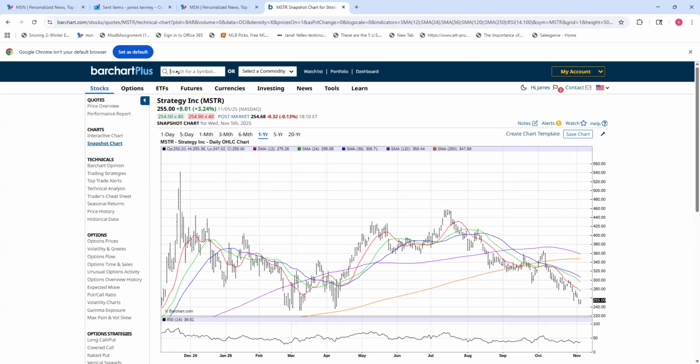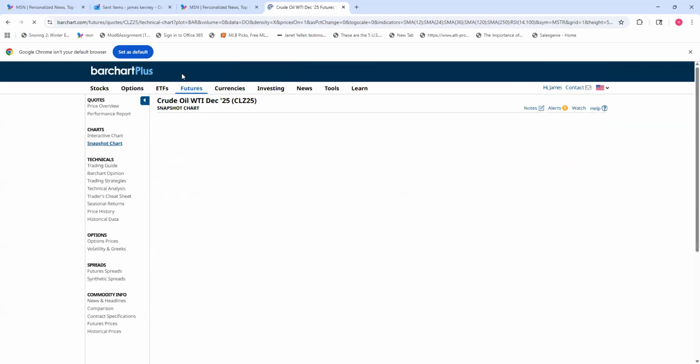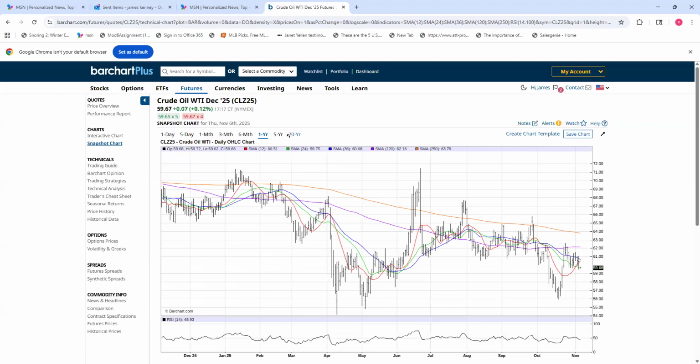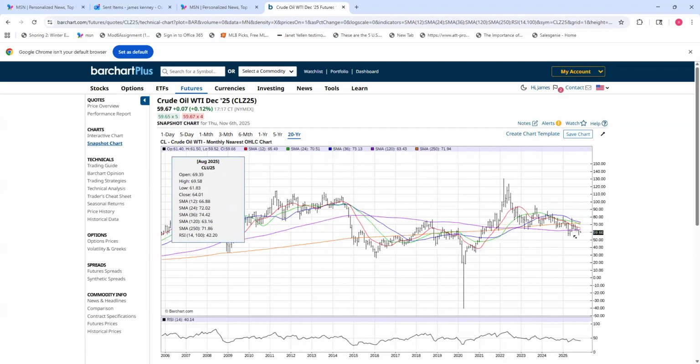I'd like to look at oil because this could be the sleeper for next year. Everyone's bearish on oil, and rightfully so. The stuff's in a downtrend, right? Look at the 20-year graph. But it's holding on for dear life.